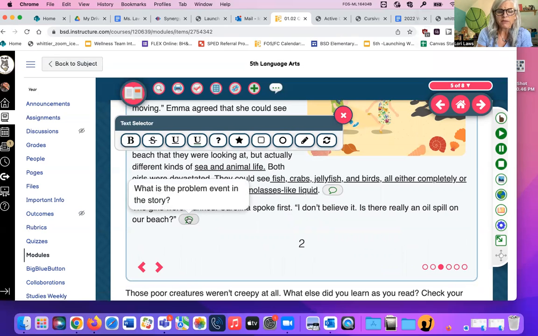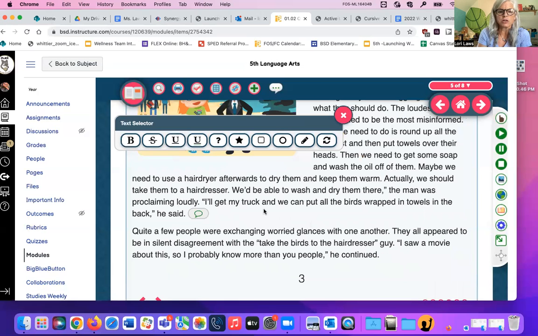What is the problem event in the story? So there's usually a problem. Sounds like the problem event is, again, oil spill on the beach. So you're marking up your text as you go each time you come to one of these. And I'm going to leave you to read the rest of the story.